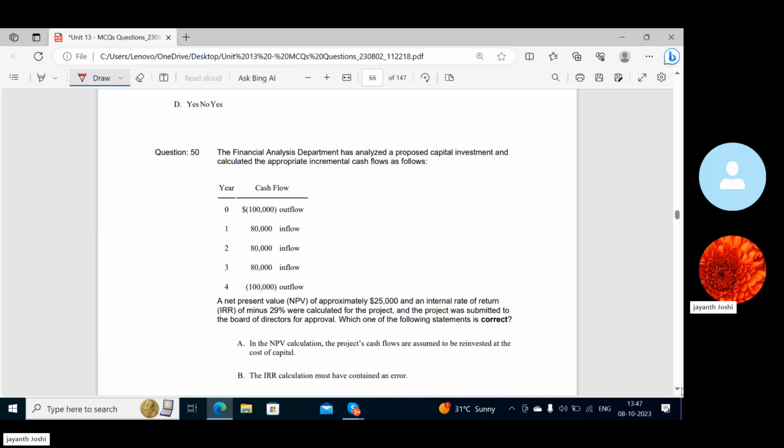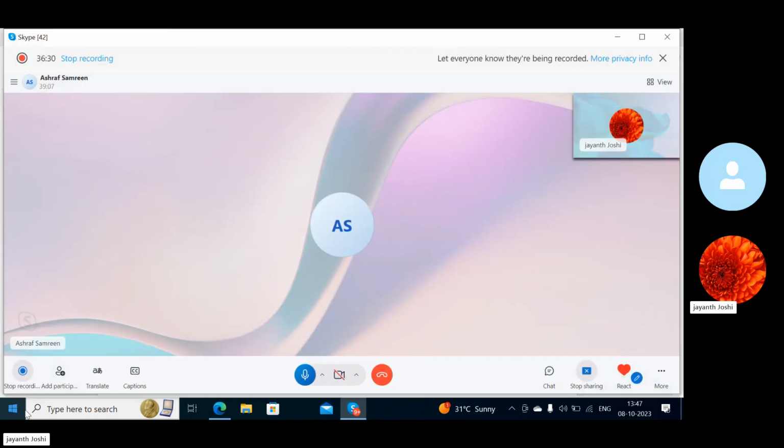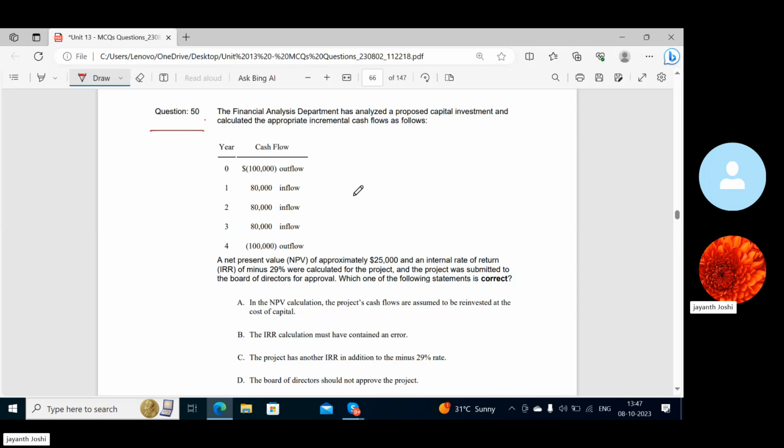Okay. Question number 50. The financial analysis department has analyzed a proposed capital investment and calculated the appropriate incremental cash flows as follows. So this is outflow, these are inflows, right? Again, there will be outflow here. They are saying an NPV of approximately 25,000 and an IRR of minus 29% were calculated for the project. The project was submitted to the board of directors for approval. Which one of the following statements is correct?